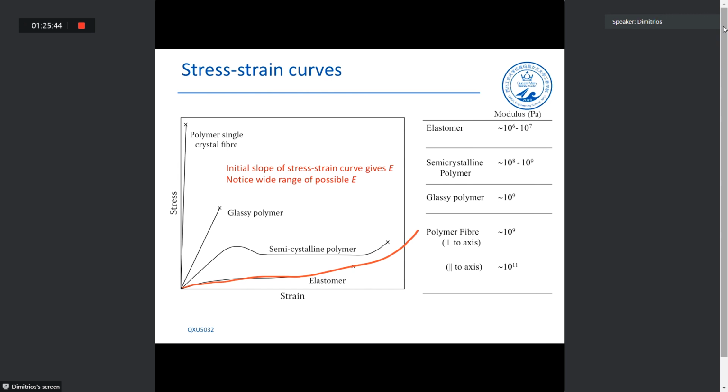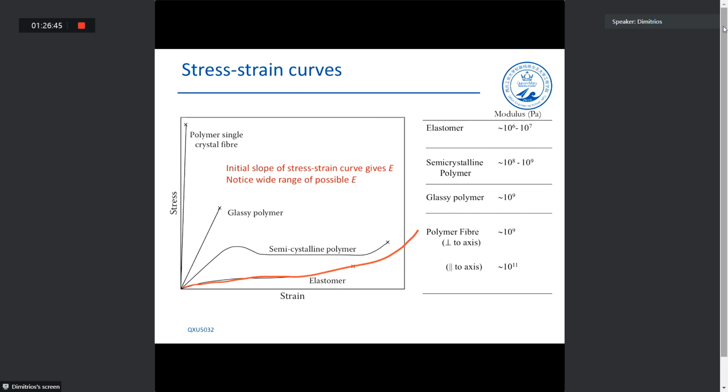And can anyone remember how do we obtain the modulus from a stress strain curve? How do we obtain the modulus from a stress strain curve for different types of polymers? It doesn't have to do a specific one. Anyone remember? I have one answer in the polymers group. I want a couple more. Come on. I have one answer in materials group.